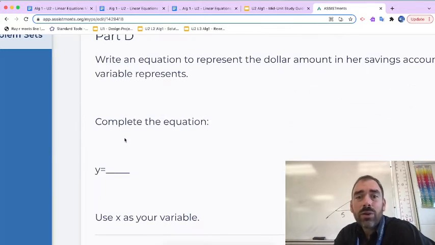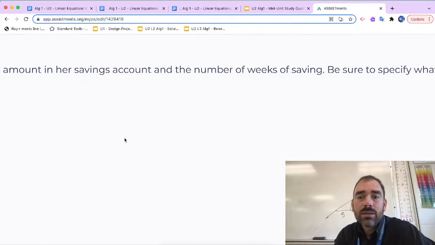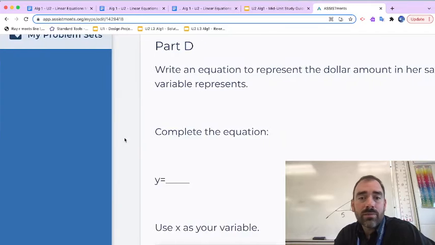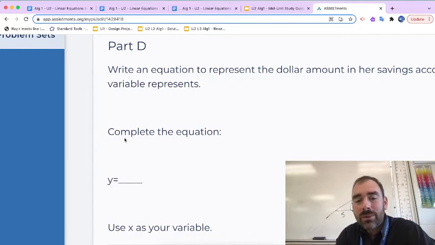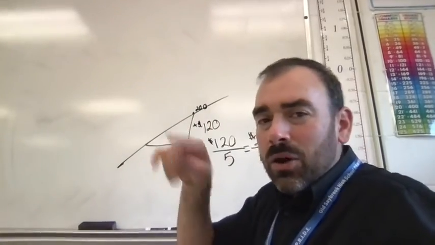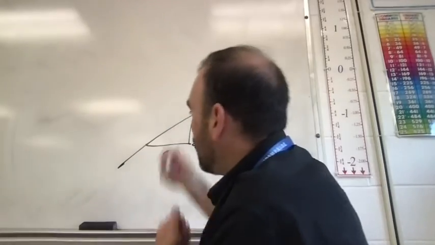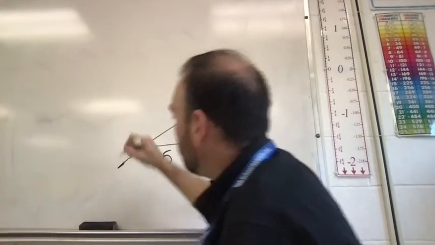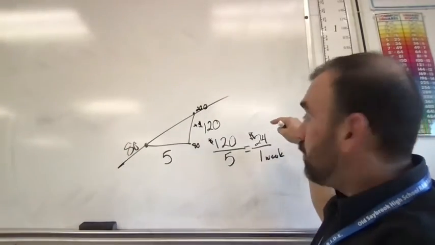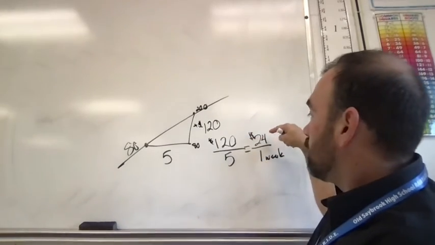And write an equation to represent the dollar amount in her savings account and the number of weeks that she's been saving. Okay, so this is a y equals mx plus b equation, and here's the thing: decoding this, where did it start? It started at 80. And it went up. It's going up by $120 every 5 weeks, which is $24 per week.